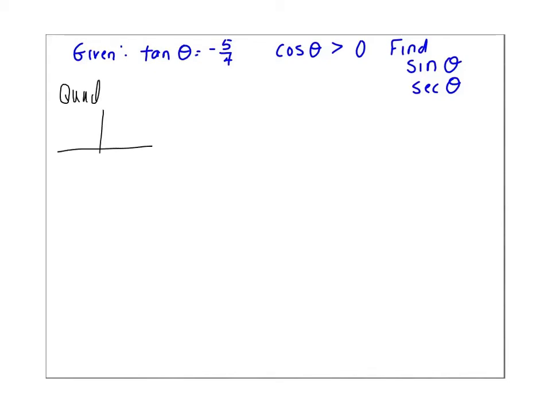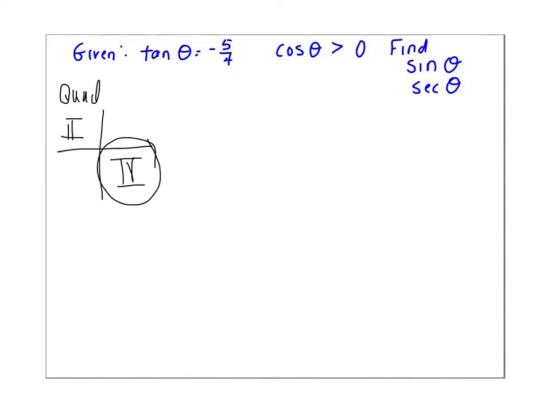So the first clue is that tangent is negative. And we remember that tangent is negative in the second quadrant and the fourth quadrant, where sine and cosine are opposite signs. So we've narrowed it down to 2. We need to narrow it all the way down to 1. So we look at the other clue that it gave us, which is that cosine theta is greater than 0. That means it's positive. So in which quadrant, 2 or 4, is cosine positive? And that would definitely be the fourth quadrant.